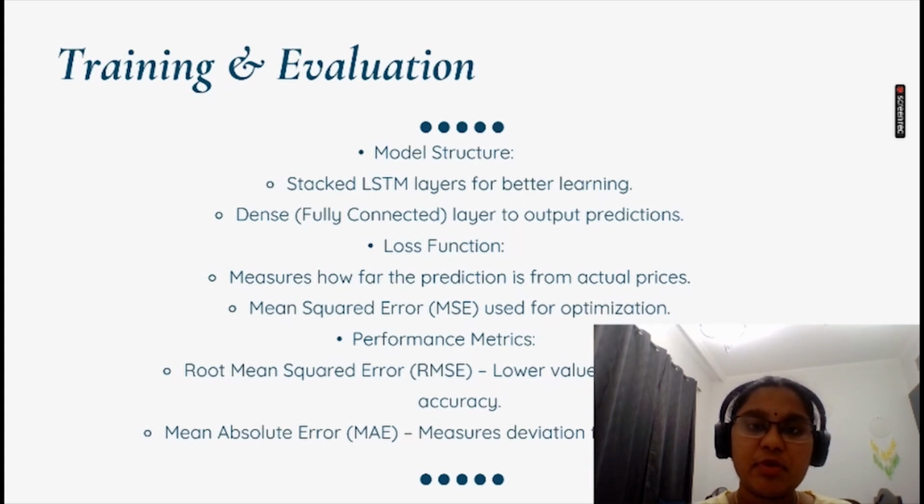And we have performance metrics. For the performance metrics, we have RMSE and next is MAE. RMSE is root mean squared error, where lower values indicate better accuracy. Next is MAE, called mean absolute error, which measures deviation from actual values.